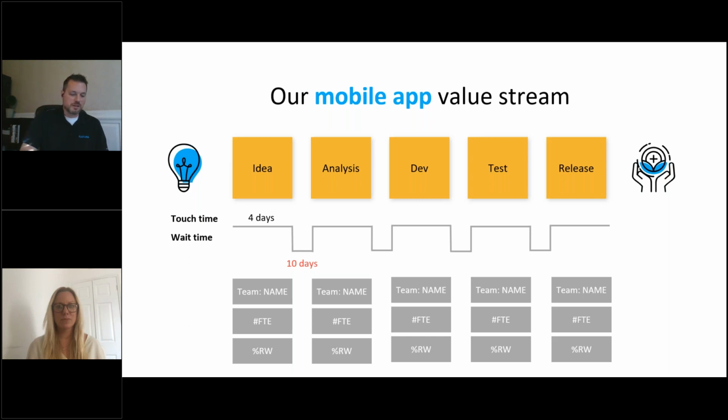But that does bring me to the question, how do you figure out where to focus when you're doing your future state value stream map? When you're looking at all this and your calculations are sort of formed out, what kind of advice do you have for figuring out where to poke?